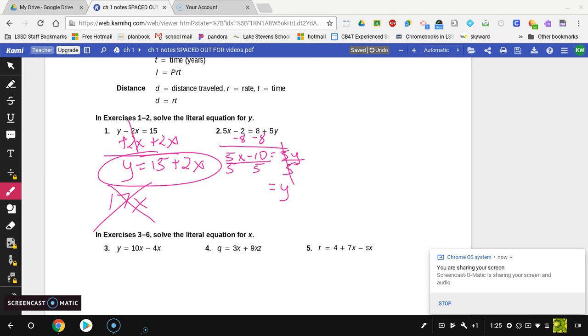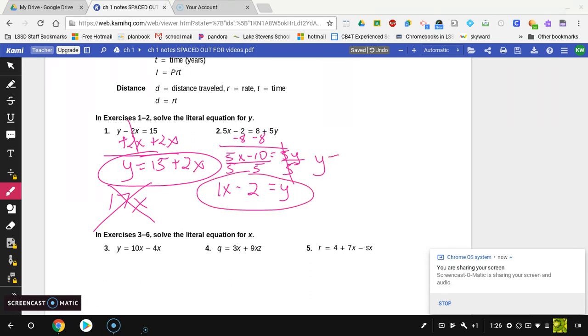And now we need to do the math on the other side. So we're going to actually do this division and this division. We have to do both parts of that. So 5x divided by 5, well, 5 divided by 5 is 1, so I'm left with just a 1x or an x, minus, and then 10 divided by 5 is 2. And it's okay to leave your answer like this.